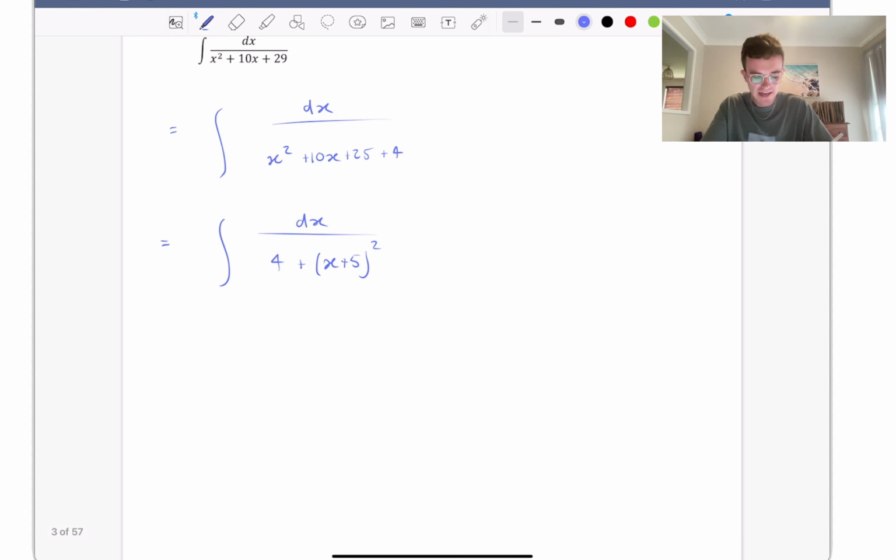Now that's just in our tan form. So this is a half of tan inverse of x plus 5 on 2 plus c.